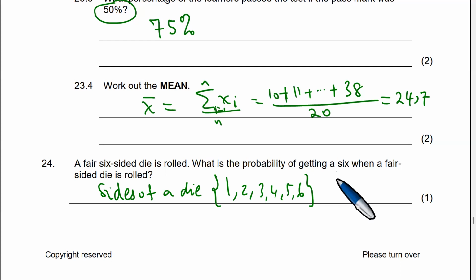So what is the probability of getting a 6? 1 over 6. It is actually 1 out of 6, exactly 1 out of 6, because there's only one outcome, 6, out of 6 possible outcomes. So it's 1 of 6.